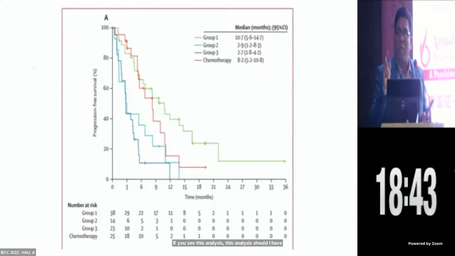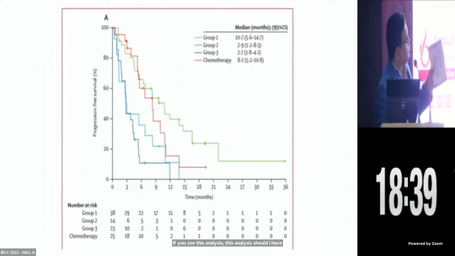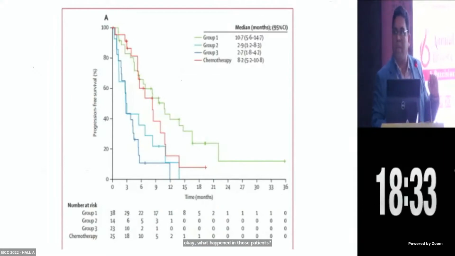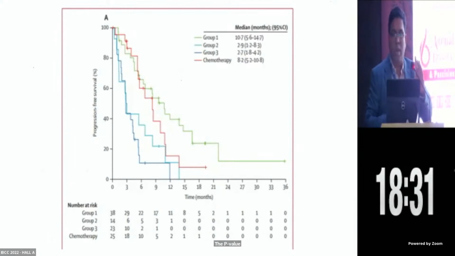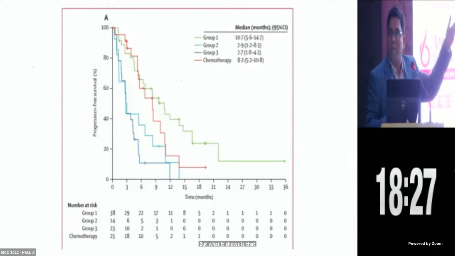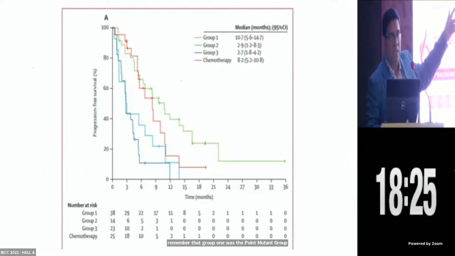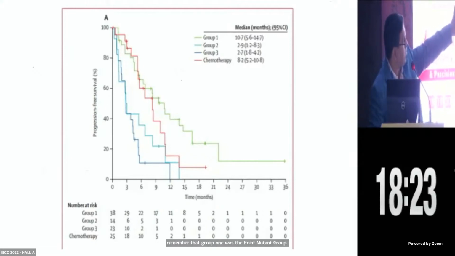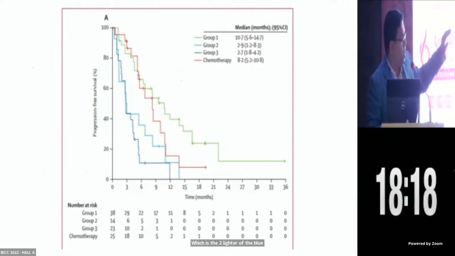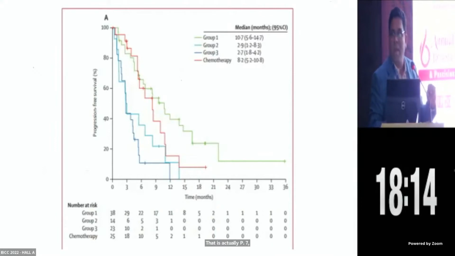This should have been for group 1, which was the G719X. What happened in those patients versus in G719X chemotherapy? The p-value in the Lancet paper is significant, but what it shows is that group 1 did the best. Now we remember that group 1 was the point mutation group. Group 2, the lighter blue, did the worst, that is actually T790M with afatinib. Group 3, which is the insertion, also did the worst.